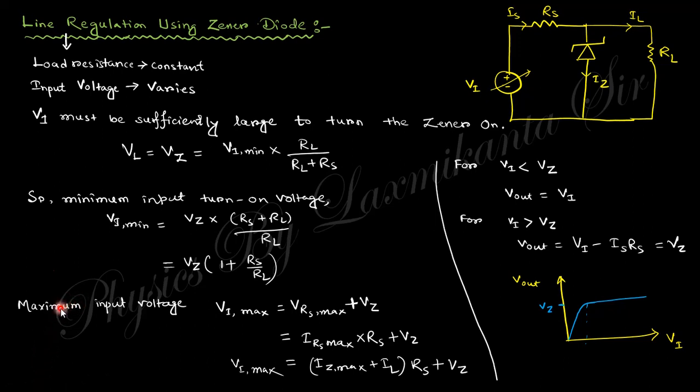Line regulation can also be found out using the Zener diode. Line regulation is nothing but when the input voltage is changed. Okay. So the circuit diagram will be like that. The VL is like that, and minimum input voltage will be like that. So maximum input voltage like that. So for that, when the V input is less than Vz, the output is V input, and when it's greater than Vz, the output will be Vz.